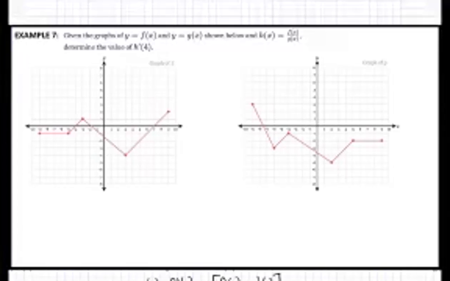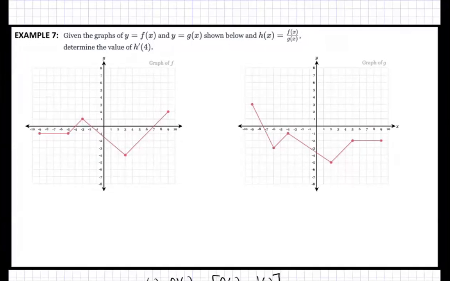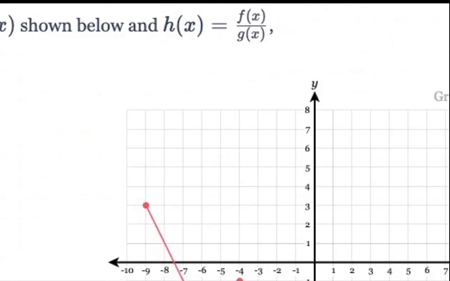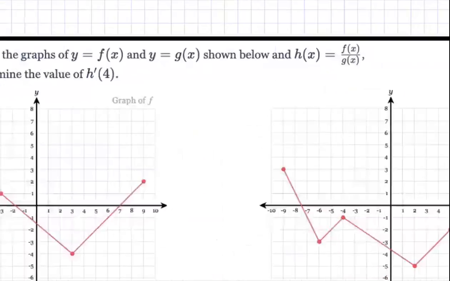Okay, all right. So we started this problem, we just stopped up until anything new, right? We said, given the graphs, and h of x is f of x divided by g of x, determine the value of h prime. So we said, okay, we need to find the derivative of this guy here, because to figure out what this value is, we need to find the derivative of this, which is this guy here.